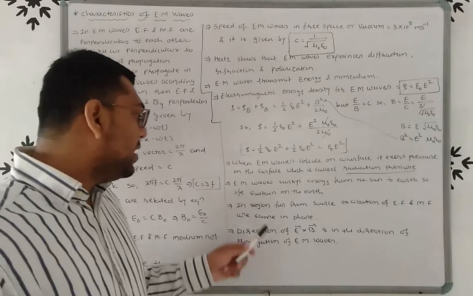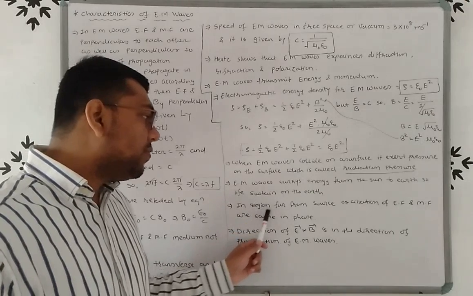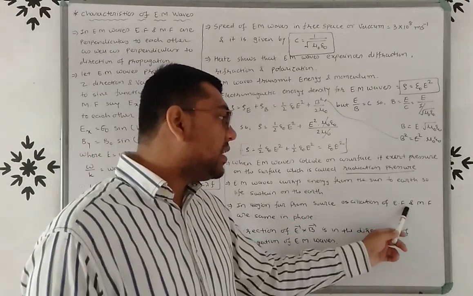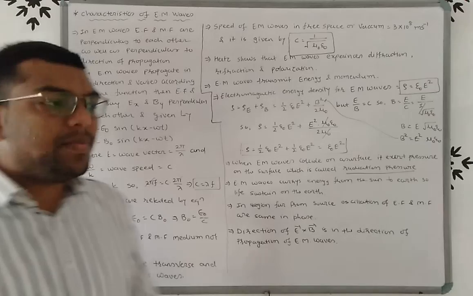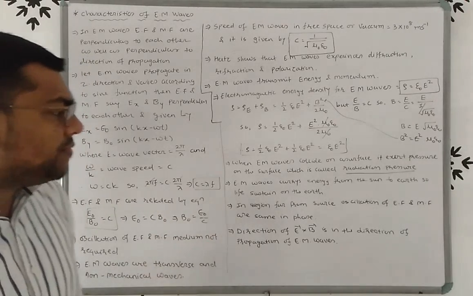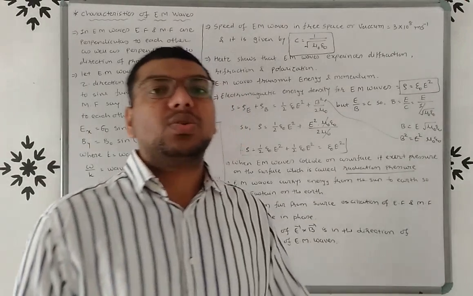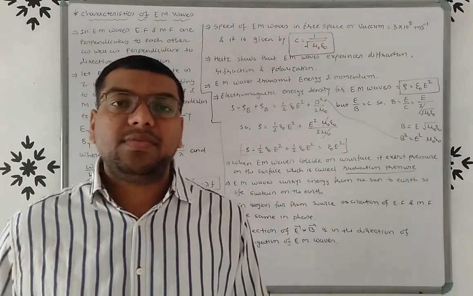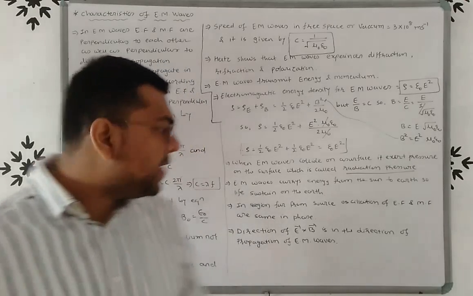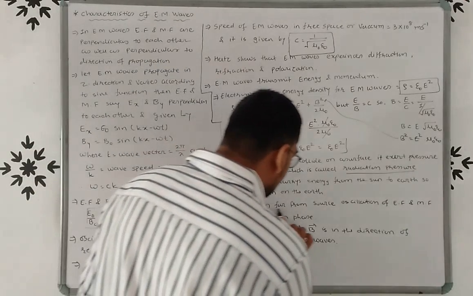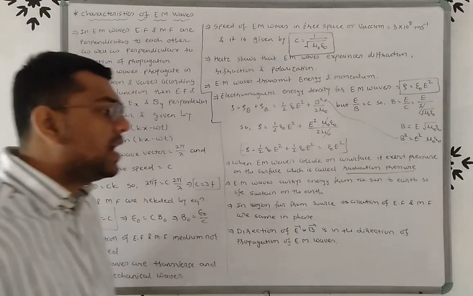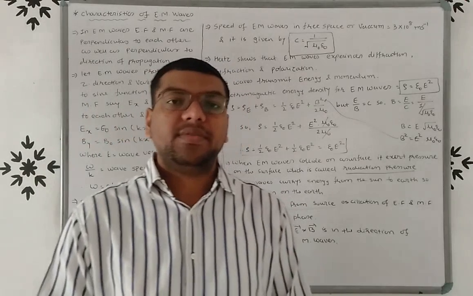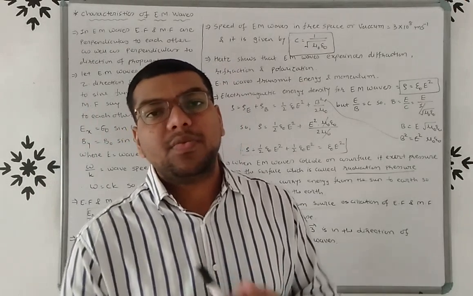Next point, in the region far from the source, the oscillations of the electric field and magnetic field are in the same phase, right? So if the region is far from the source, then the oscillations of the electric field and magnetic field are in the same phase. In this condition, the oscillations of the electric and magnetic fields have the same phase, right?